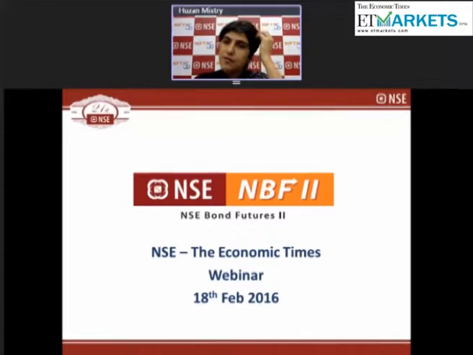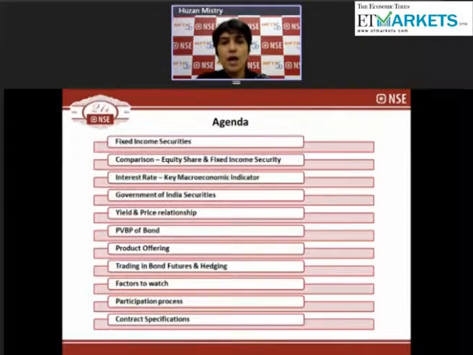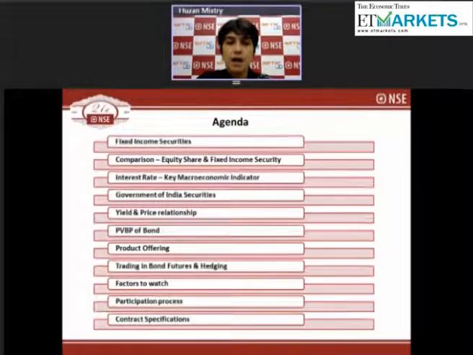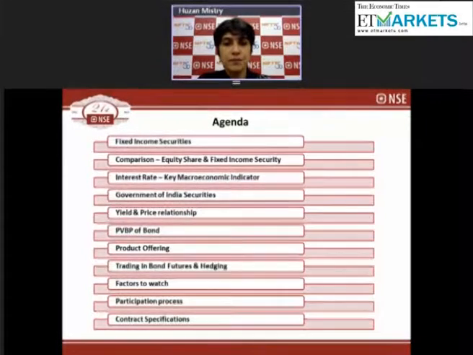Given the fact that the bond futures are a fairly new product that NSE launched, we call it the NSE bond futures. I want to briefly spend some time going through what fixed income securities are, what the different types of securities are that exist in markets today, and how they compare with equity markets in some sense. What does an interest rate indicator really mean for an economy? What are Government of India securities? And then going on to some specifics on the bond and then the product offering from the exchange.